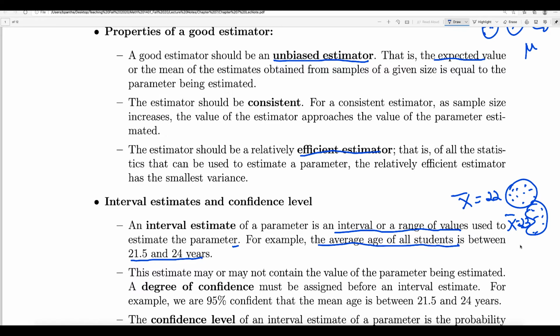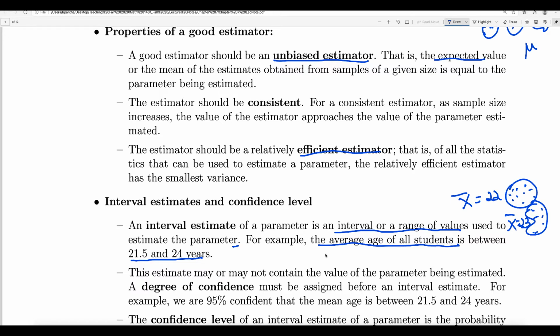So what we do instead is say that the population mean is between 21.5 and 24 years. If you say that, it is more accurate because it includes many possible values, including both of these values. If you say it this way, then it is true, right? So this is what the interval estimate means. Instead of giving a single value for a population parameter, we give a range of values. That is called the interval estimate. And in this chapter, we will be estimating intervals for different population parameters.